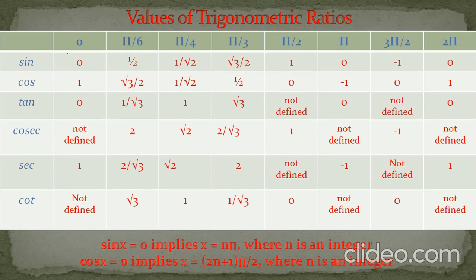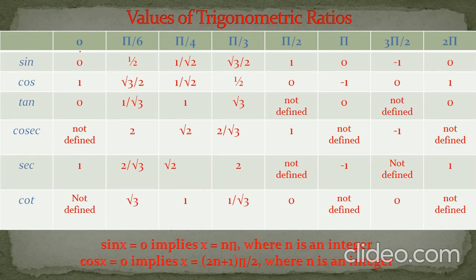तो देखो जैसे sin 0 is 0, sin pi by 6 or you can say 30 degrees is 1 by 2, sin pi by 4 that is 45 degrees is 1 by root 2, sin pi by 3 that is 60 degree is root 3 by 2, and sin pi by 2 is 1.